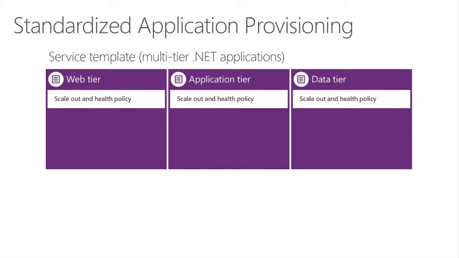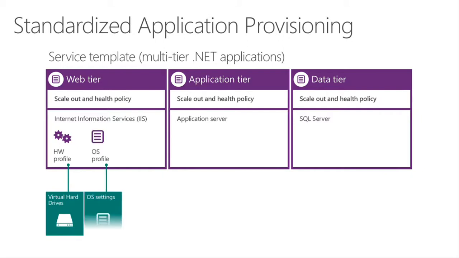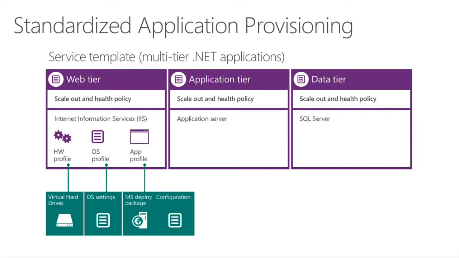And there are also 3 profiles that can be configured for each tier. The hardware profile, which defines the resources that the tier requires, such as CPU, RAM, etc. The OS profile, which includes things like what Active Directory to join, any server roles to install, and what OS template to use. And then finally, the application profile, which provides the application resources and their associated configurations.